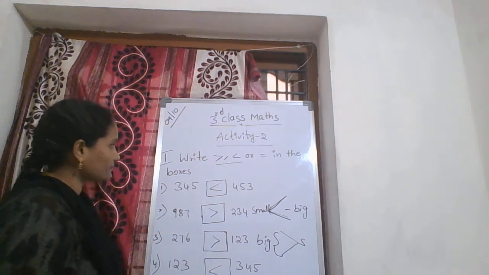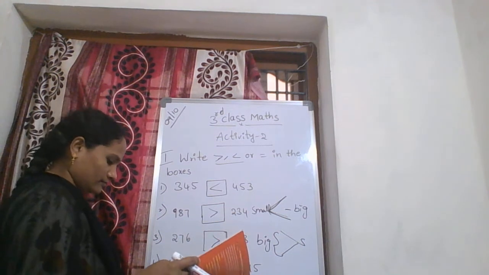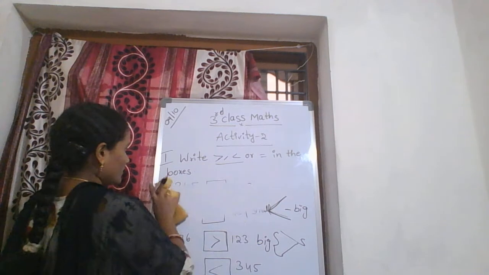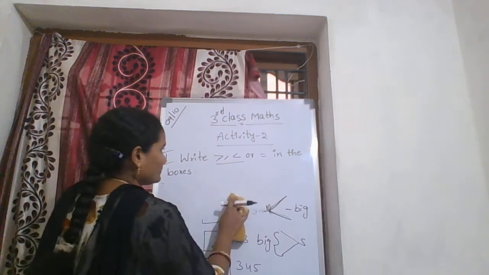Next, you have 4 digit numbers. These are 3 digits. Let's see next the 4 digit numbers.